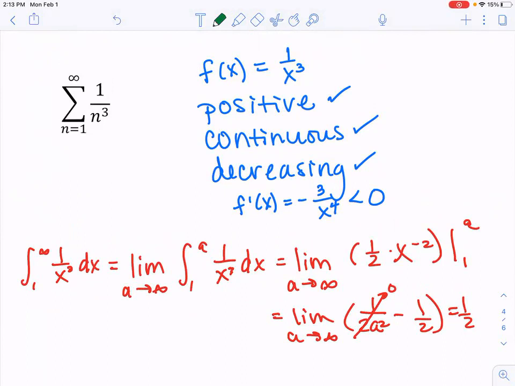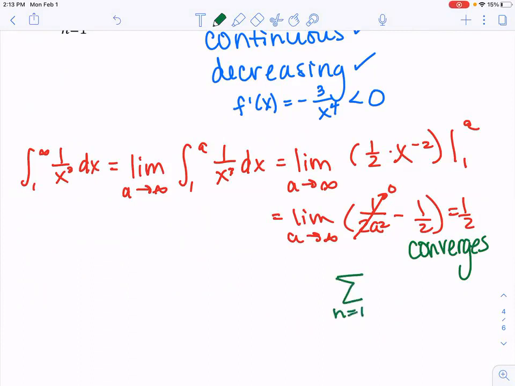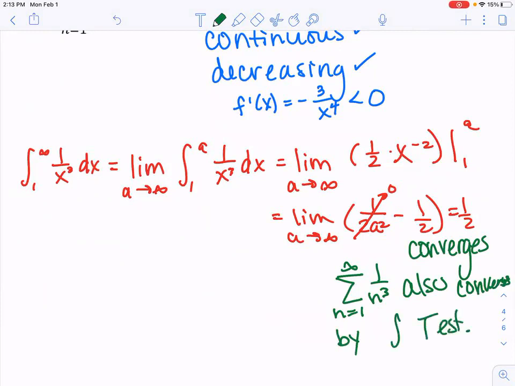You have your integral set up. You change it to a limit because it's improper. Take the antiderivative. This one was nice. Apply the fundamental theorem of calculus, and then we get a limit of 1/2. So this is important. I really don't care about that one. I care that it converges. And because it converges, then our series from n equals 1 to infinity of 1 over n cubed also converges. That says converges by the integral test. Okay, that is what I care about.